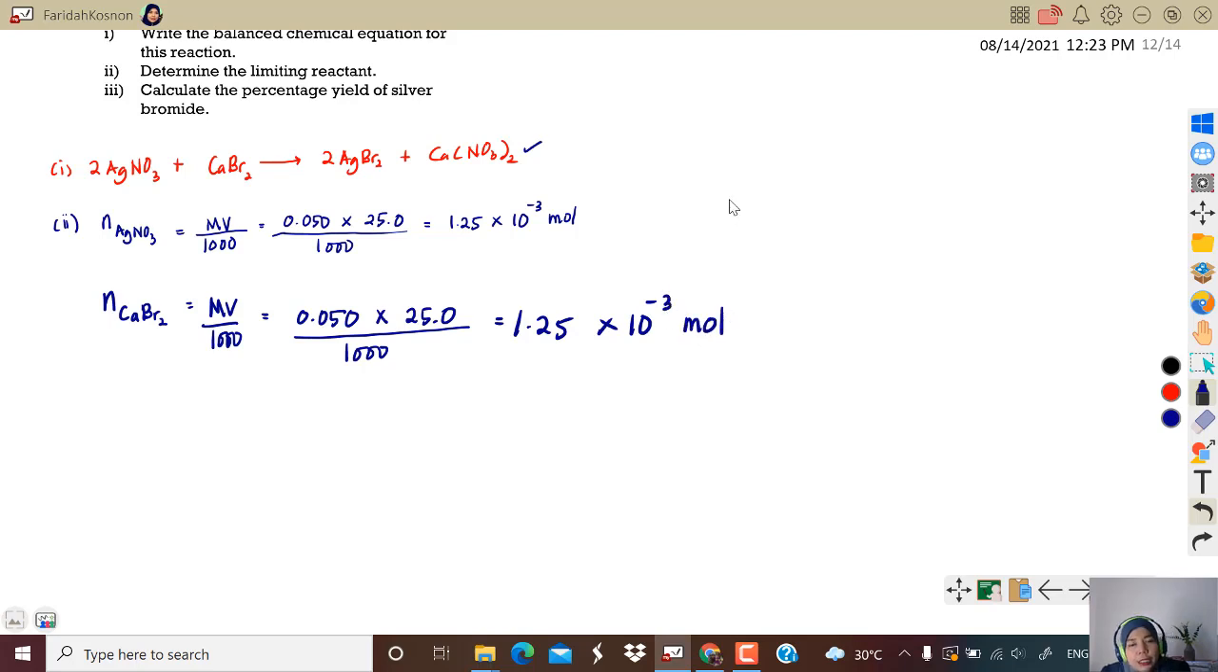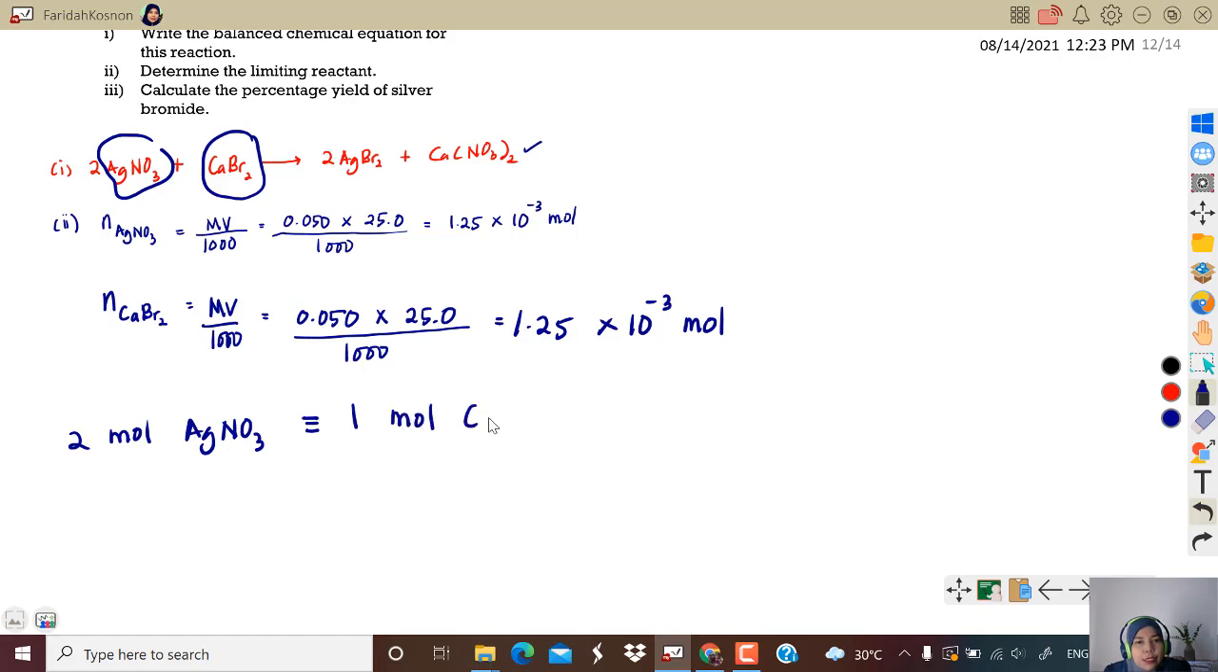Since we want to determine the limiting reactant, compare the mole of silver nitrate and the mole of calcium bromide. From the equation, 2 mole silver nitrate needs 1 mole calcium bromide. If I have 1.25 times 10 to the power of negative 3 mole silver nitrate, how many mole of calcium bromide do I need? I hope students do the stoichiometry themselves. I don't need to show everything. Divide by 2, times 1.